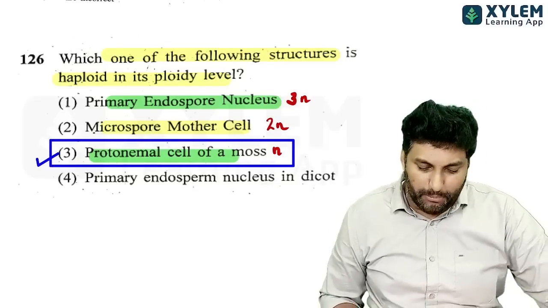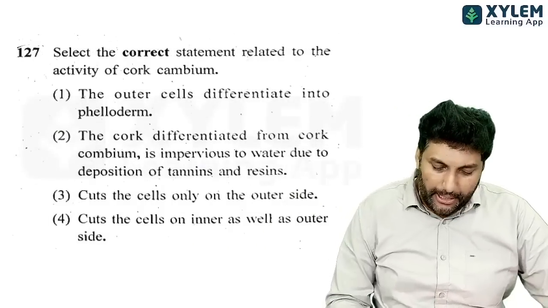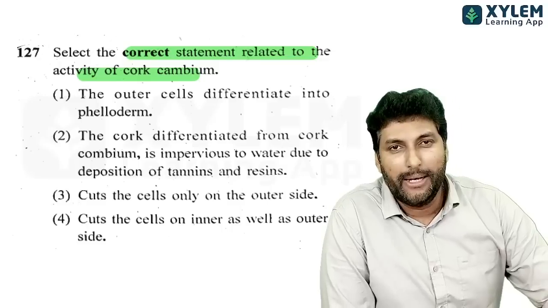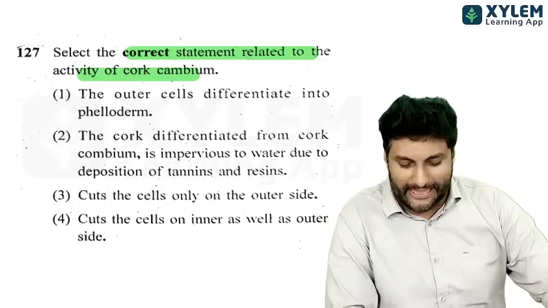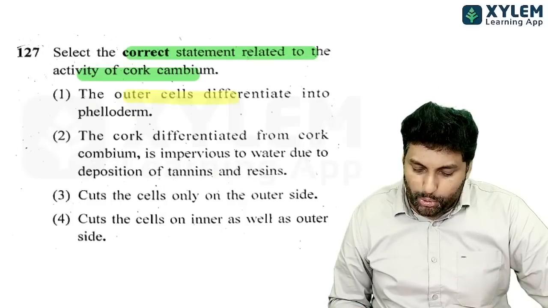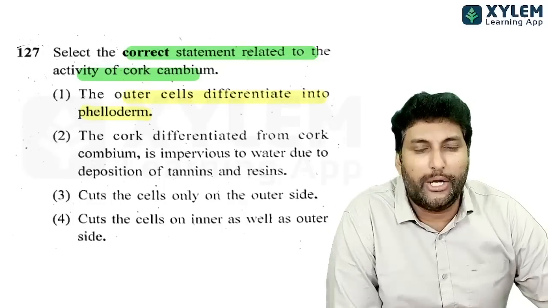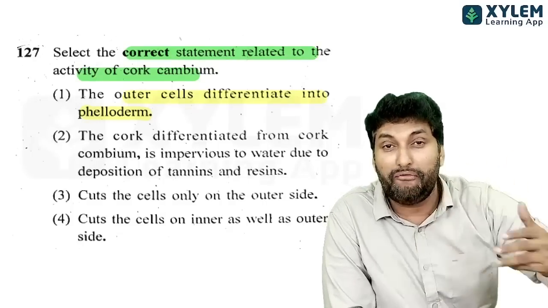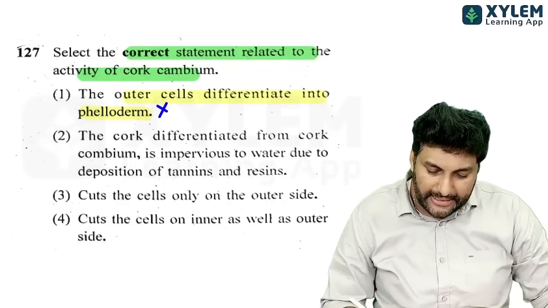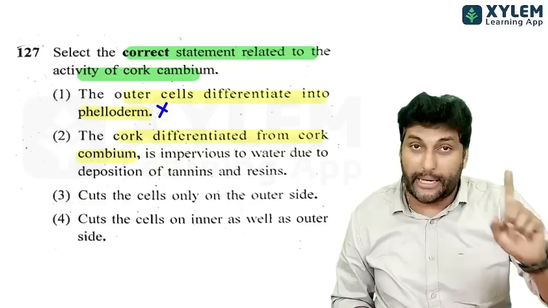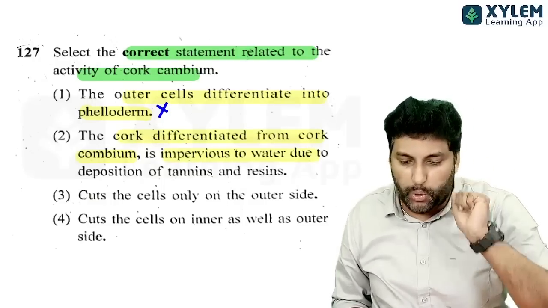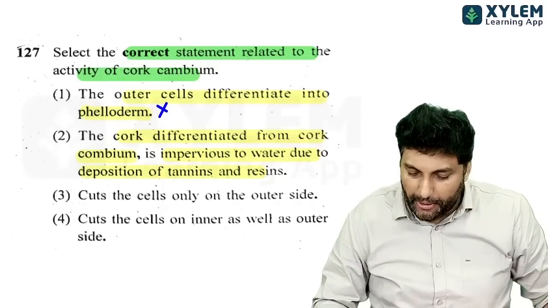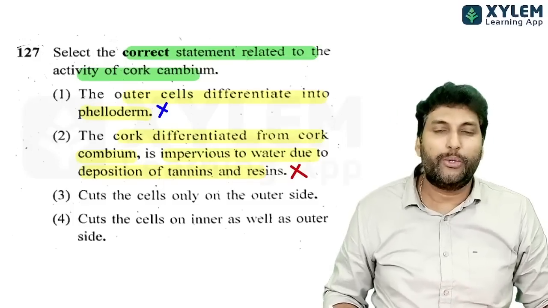Is it okay? Let's move to the 127th question. Select the correct statement related to the activity of cork cambium. The question is from anatomy, secondary thickening. The first option is outer cells differentiate into phelloderm. The first one is wrong. Actually, the outer cells differentiate into cork or phellem. So the first one is wrong. The second one, the cork differentiated from cork cambium, that's right. Impervious to water, that's right. Due to the deposition of tannins and resins, that is wrong. Cutin.